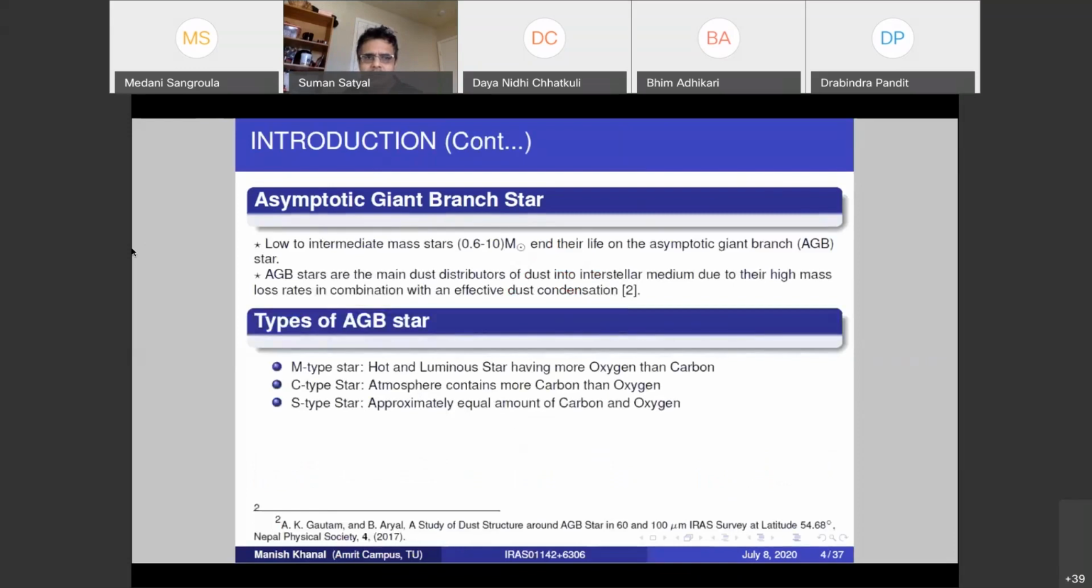Usually the stars with low or intermediate mass, 6 times or 10 times the mass of the Sun, live their life as AGB stars. These types of stars are main dust distributors of dust in the ISM, obviously because of their high mass loss rate. On the basis of percentage of carbon or oxygen content, AGB stars fit into three broad categories: M-type, C-type, and S-type.